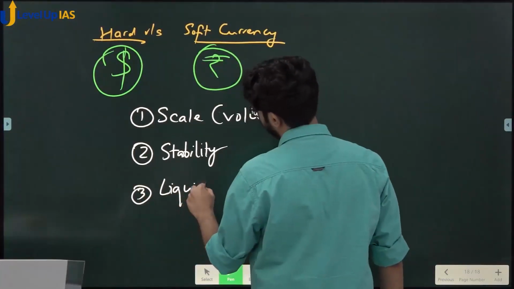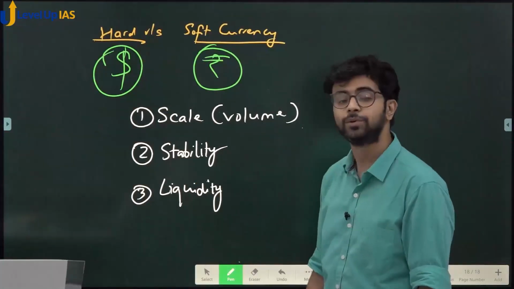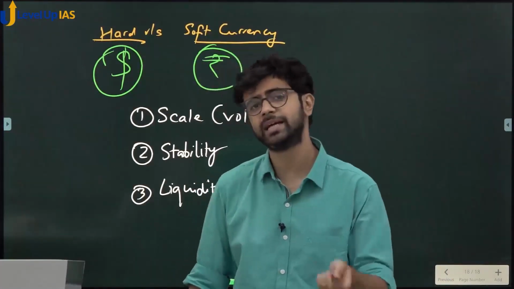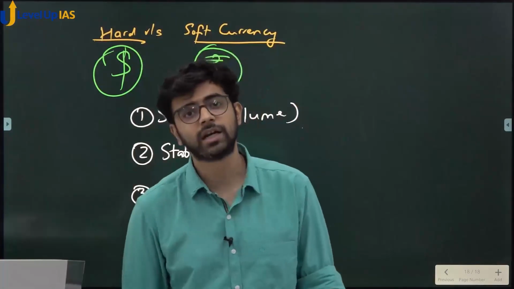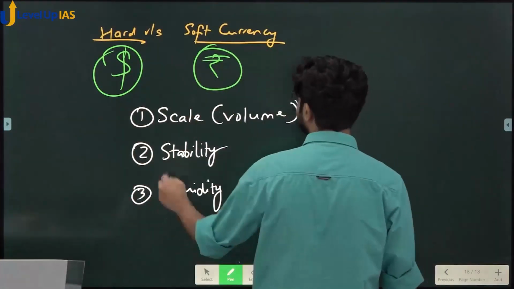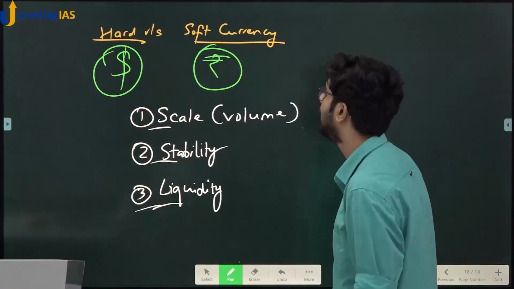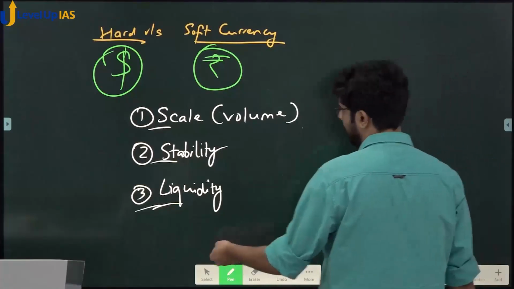Ultimately, liquidity should be there. Dollar should be accepted by anyone and everyone, especially in tourist countries. Any country you go to, they accept dollars. In any tourist country you go to, most of them accept dollars. Dollar has liquidity. So these three are the key criteria for making a currency a hard currency.